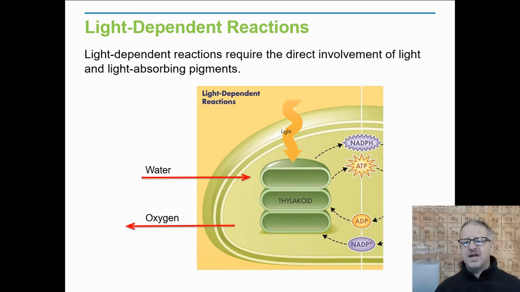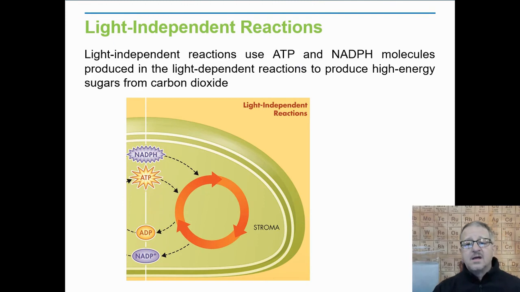So why is the first set of reactions called the light-dependent reactions? Well, it should be relatively obvious, but if you didn't quite figure that out yet, it's because these reactions require the direct involvement of light. So plants absorb carbon dioxide from the atmosphere, right? We exhale carbon dioxide and we inhale oxygen. Well, plants absorb carbon dioxide and they release oxygen. So we benefit from plants and plants benefit from us. Okay?